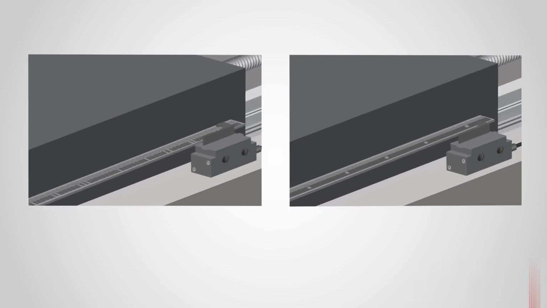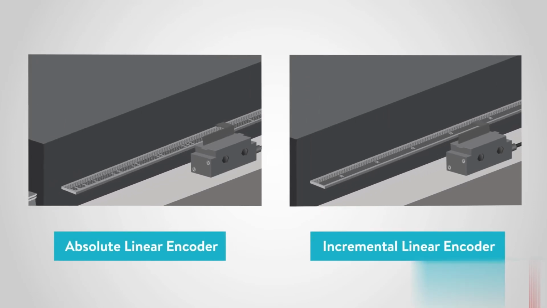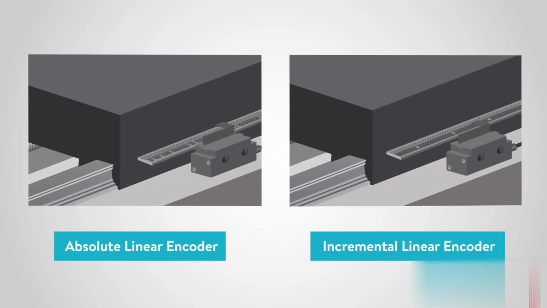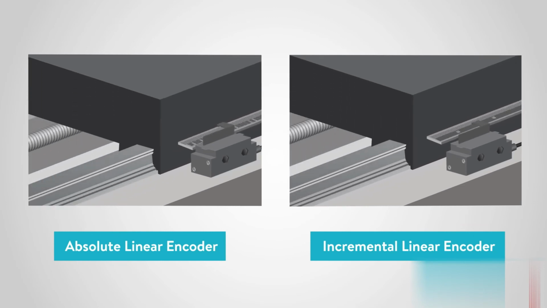Linear encoders can be absolute or incremental measurements. We will touch on absolute and incremental measurements a little later.